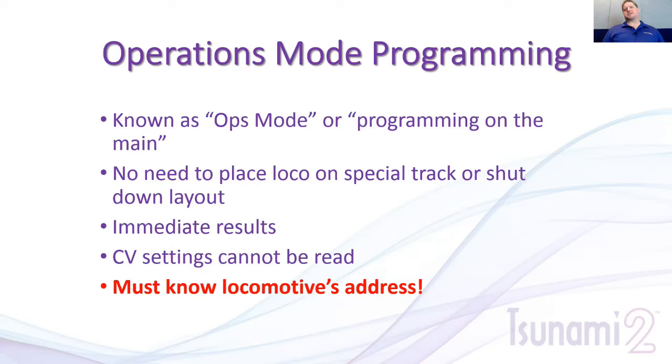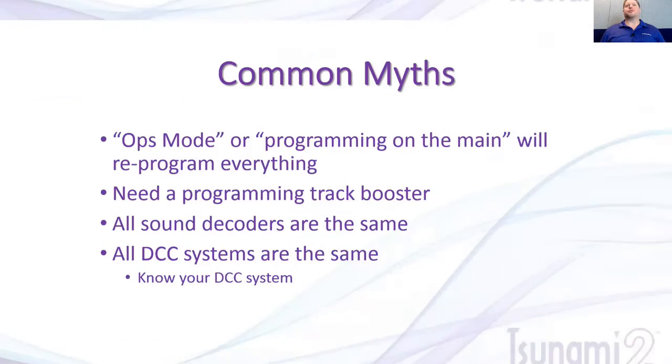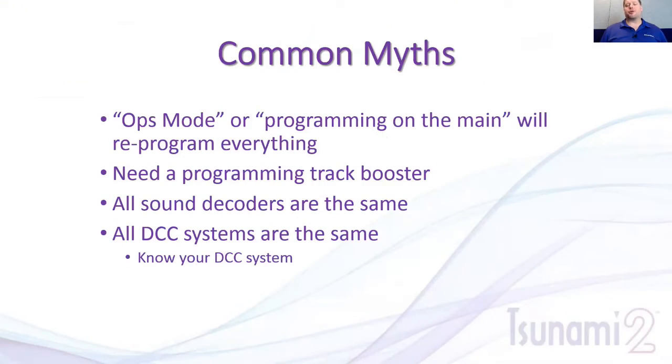Now, common myths we'll get into here. First one, ops mode or programming on the main is going to reprogram everything on the layout. So I hear this all the time. Clubs ban mainline programming all the time. Well, there are some systems, including the NCE Power Cab, and I know, for example, the Digitrax large system, and I apologize, I forgot to look this up. It was the DCS 200 or DB 200, whatever they called it. Their programming track outputs were the same outputs as your mainline.